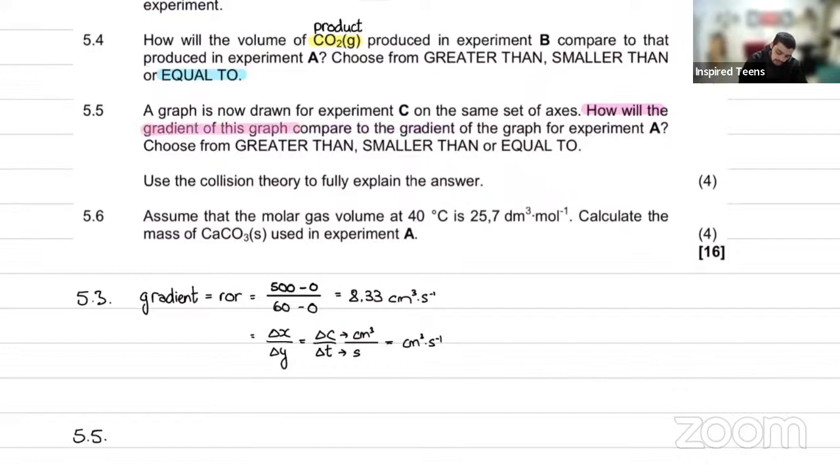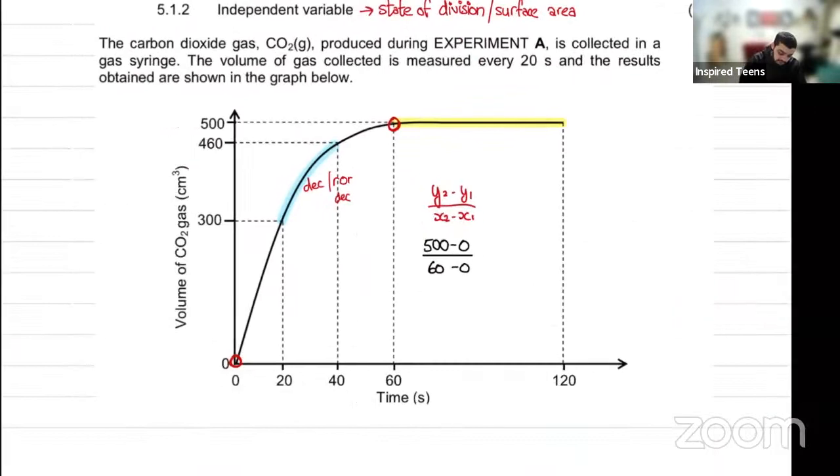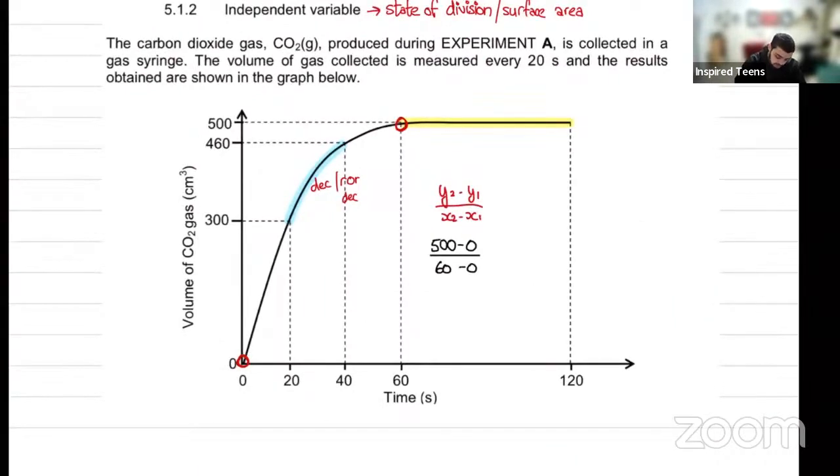That's the main thing I wanted to highlight. How will the gradient of this graph compare? Now we need to remember from what I mentioned earlier. Let's look at this graph. If you had to draw one for experiment B, this is not correct. I'm just drawing it. Maybe it looks something like that. Nevertheless, they don't want to know how it looks. They want to know about the gradient.